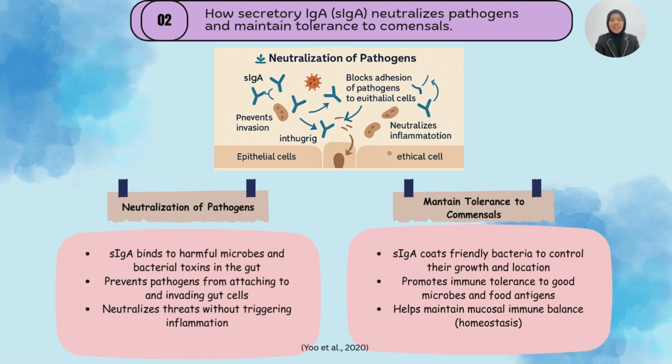Secretory IgA plays an important role in protecting mucosal surfaces like the gut. It binds to harmful microbes and toxins in the gut lining, neutralizing them and blocking their attachment to the gut wall without triggering inflammation. This helps prevent gut damage and discomfort. Secretory IgA also gently coats beneficial gut bacteria, controlling their growth and location while preventing unnecessary immune responses. This helps maintain mucosal immune balance, or homeostasis.